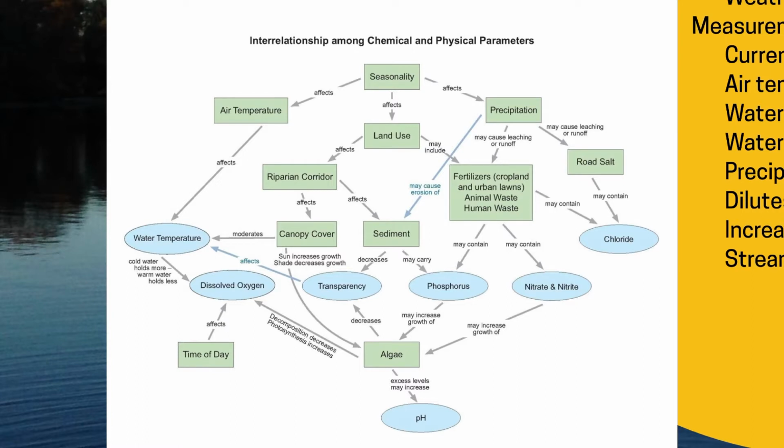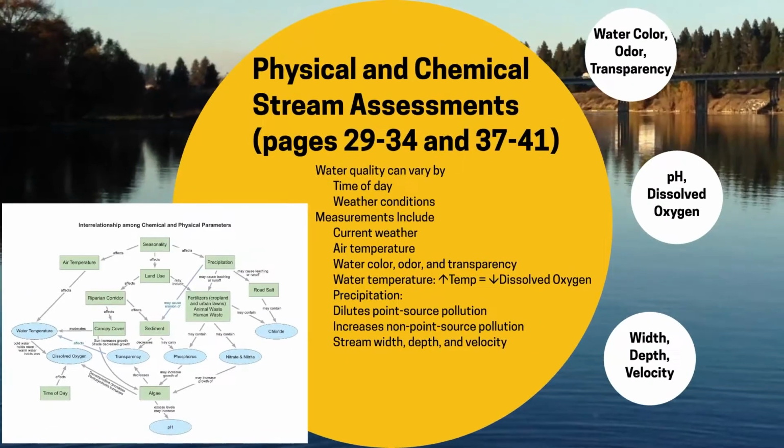It's a great demonstration of the interconnectedness of many physical and chemical stream characteristics. The first data you will collect in this assessment is to describe the weather. The weather affects many physical and chemical characteristics of the stream. Warmer air will result in warmer water, in turn reducing the dissolved oxygen concentrations. Rainfall can increase non-point source pollutants and decrease the concentration of point source pollutants.